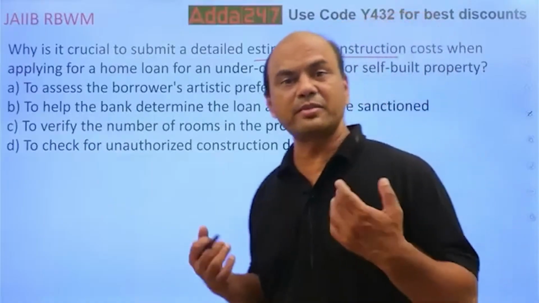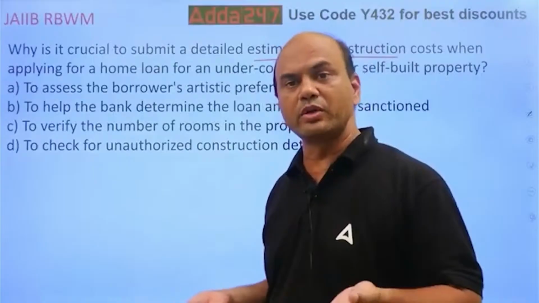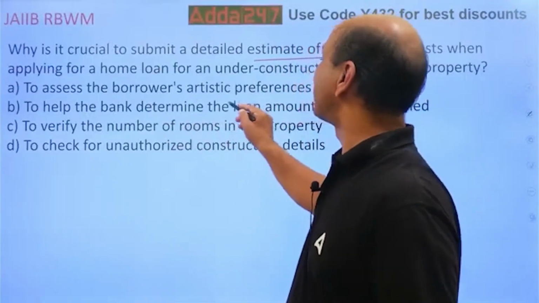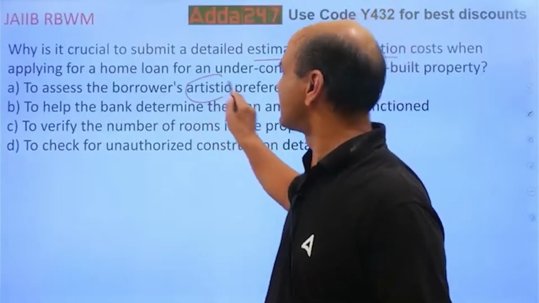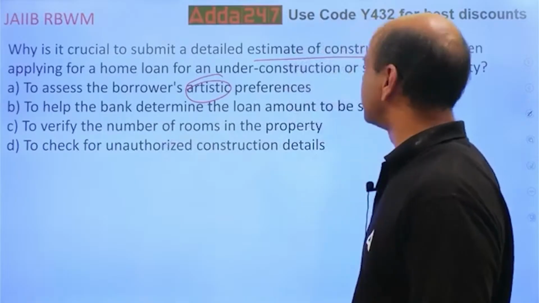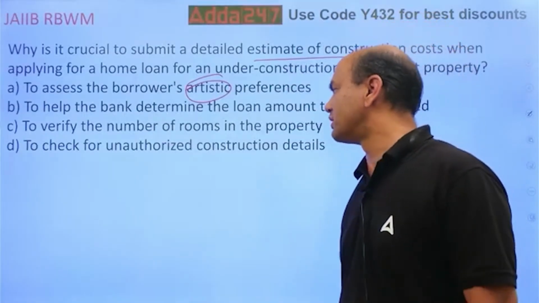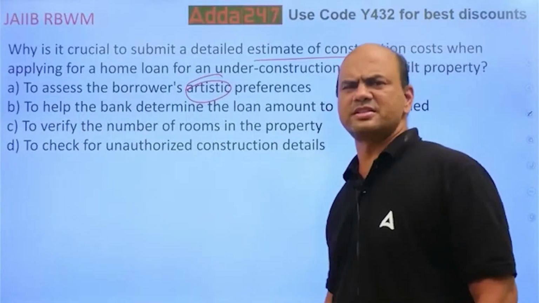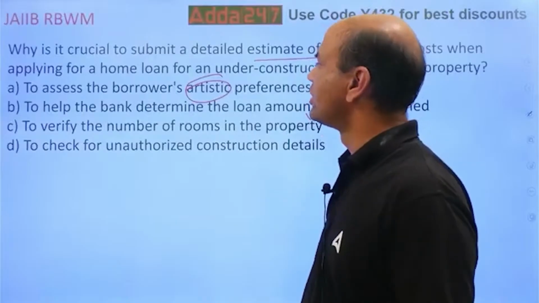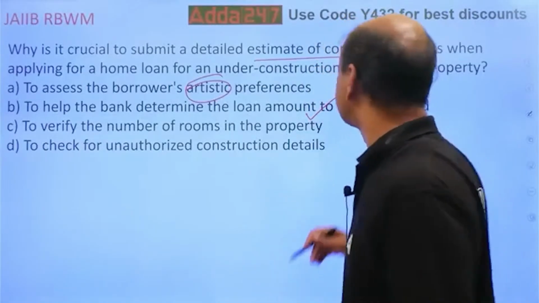Or if I am buying a land and then constructing my own house, then why is the estimate required? To assess the borrower's artistic preferences. What is this artistic? To help the bank determine the loan amount to be sanctioned. To verify the number of rooms in the property. To check the unauthorized construction details. Simple, isn't it? To help the bank determine the loan amount. Okay, from here we check the loan amount.